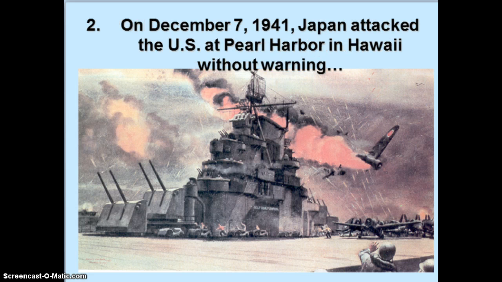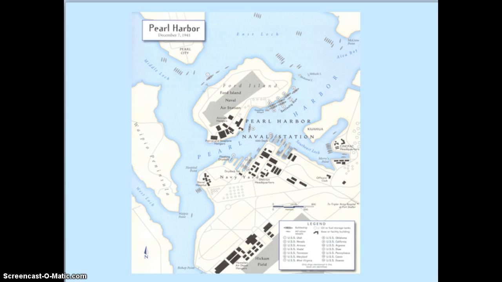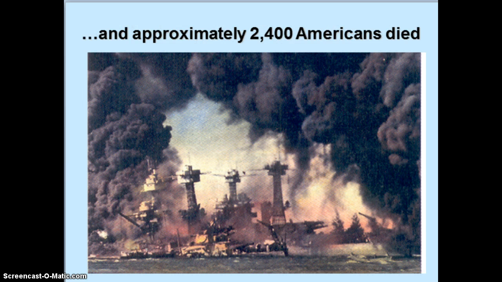On December 7th, 1941, Japan attacked the United States at Pearl Harbor Navy base in Hawaii without any advanced warning. They flew in and bombed the ships early on a Sunday morning, and here you can see a map of the layout of Pearl Harbor on December 7th, 1941. Japan sunk and damaged many U.S. Navy ships, and approximately 2,400 Americans died in that attack.